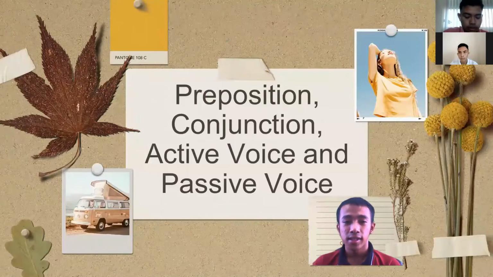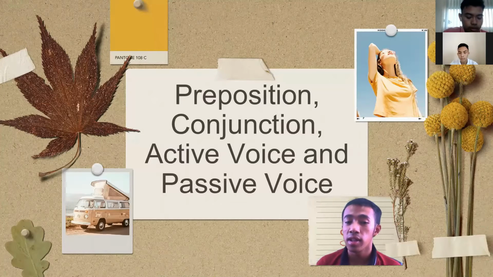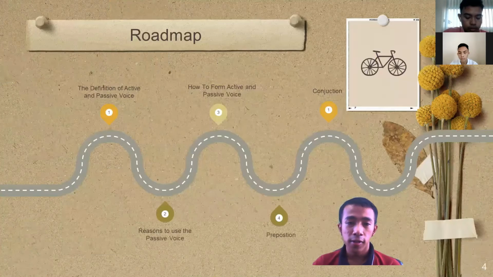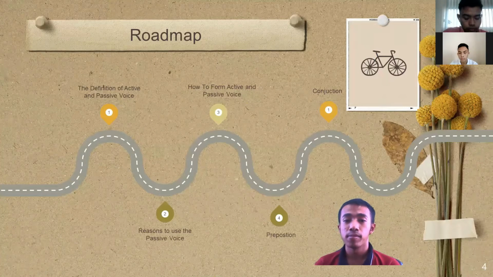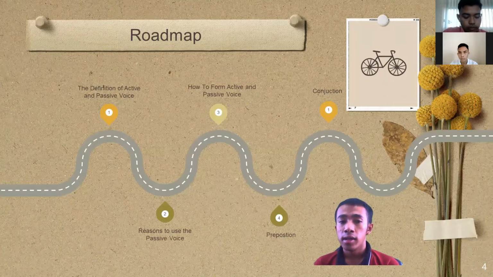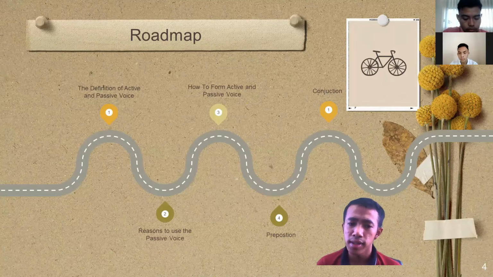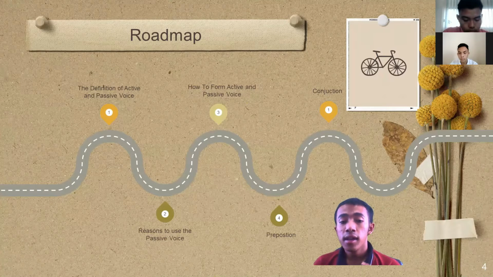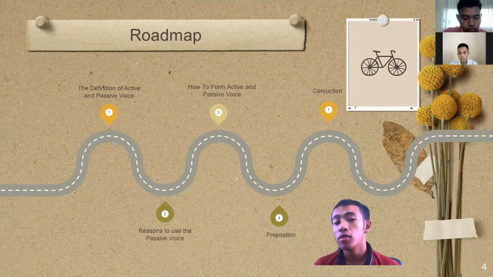Okay, next, this is our material today. It's about the preposition, conjunction, active voice, and passive voice. Let's see the roadmap in our presentation today. The first is the definition of active and passive voice. The second one is the reason to use the passive voice. The third one is how to form active and passive voice for preposition. And the last one is conjunction.